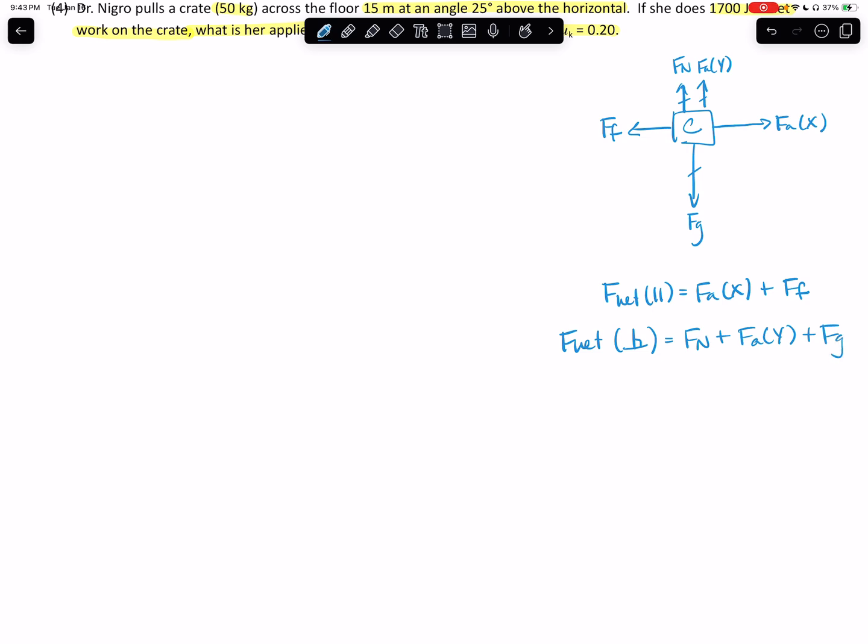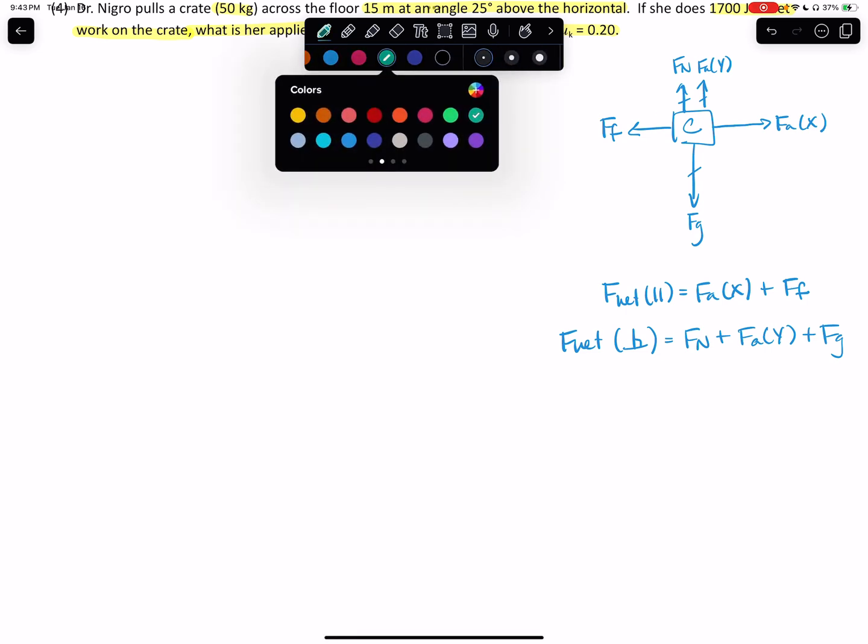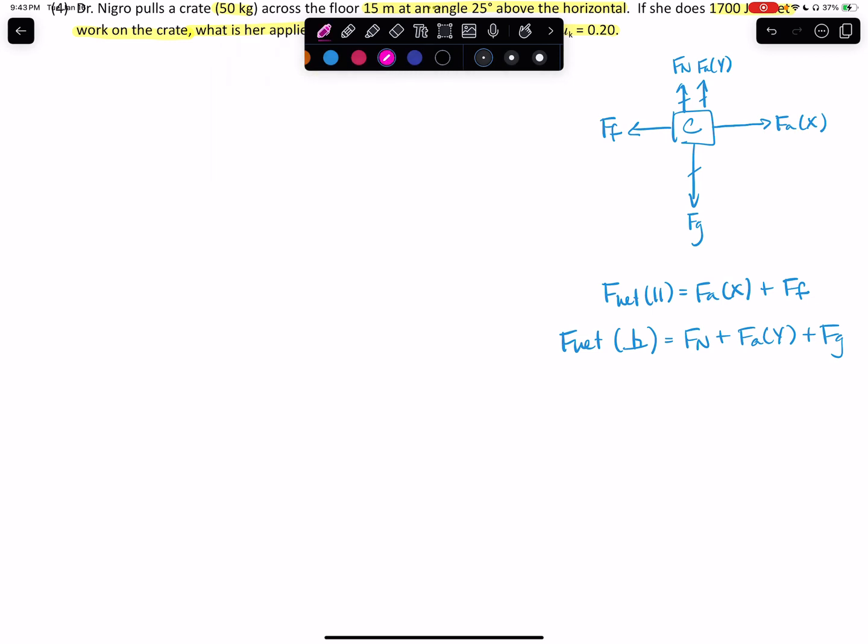Now for this perpendicular portion, let me get my favorite color for signs. There we go. That normal force points up, so it's positive. So does that y component. Fg points down. And we know that the Fnet for this particular direction is going to be 0, because the crate is not floating or sinking, it's just going horizontally. So that means I can rearrange, and I see that my normal force is actually equal to the gravitational force minus the y component of my applied force.